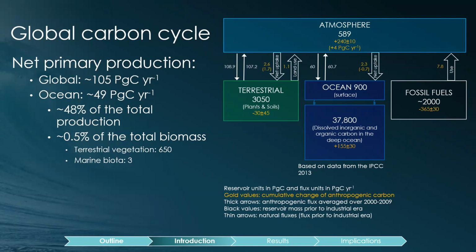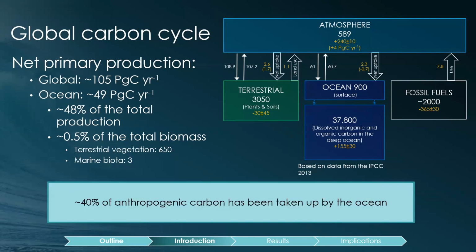So this diagram illustrates the importance of the ocean and the global carbon cycle. The boxes are essentially stocks with their numbers there. The arrows are the fluxes in between those boxes. And the gold values show how those stocks and fluxes have changed due to the introduction of anthropogenic carbon. And so what you'll see is that the ocean not only represents a major reservoir for global carbon, but more importantly, it represents a major sink for anthropogenic carbon, storing close to 40% of the anthropogenic carbon produced since the beginning of the industrial era.